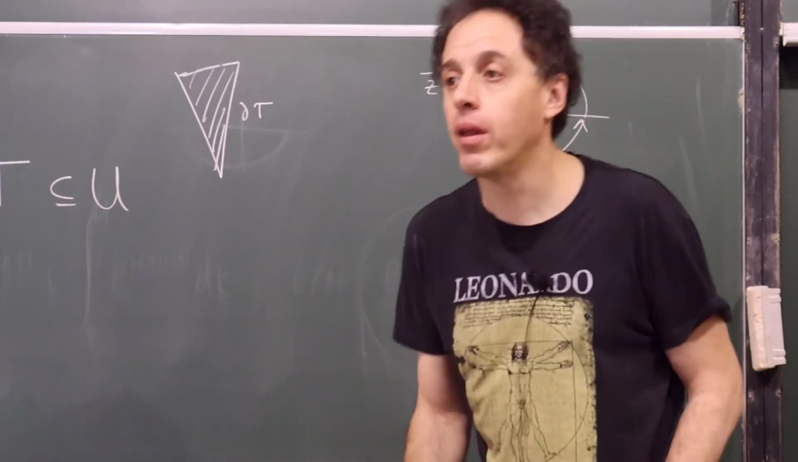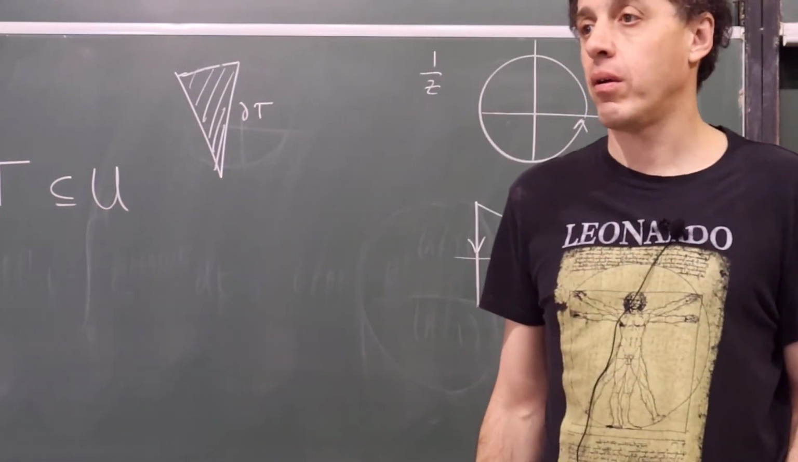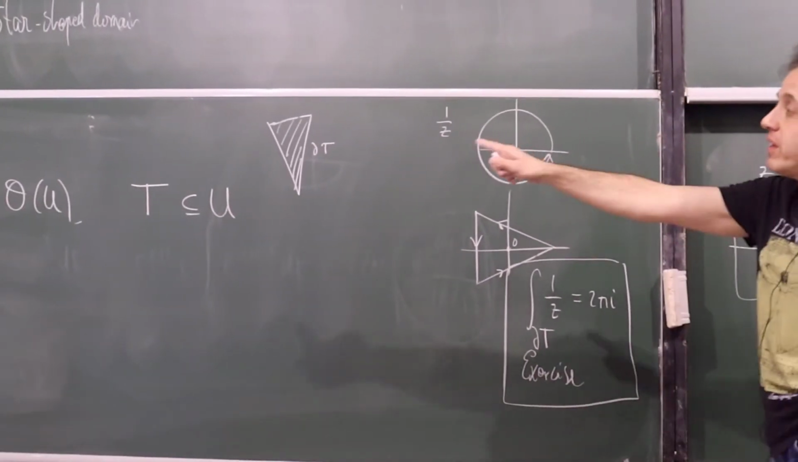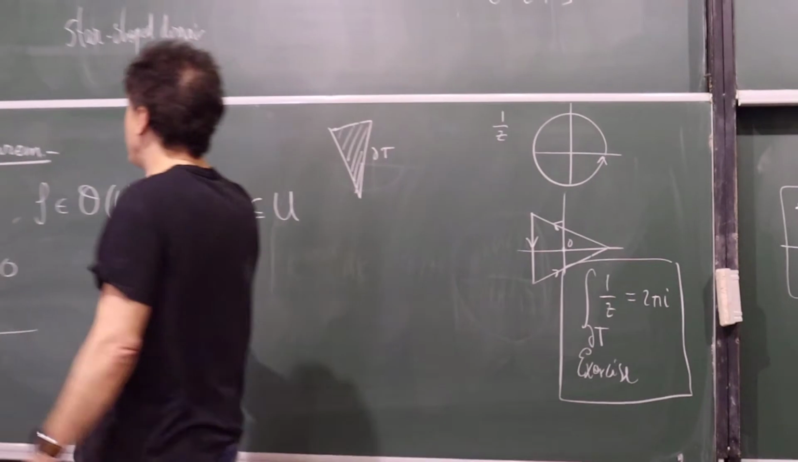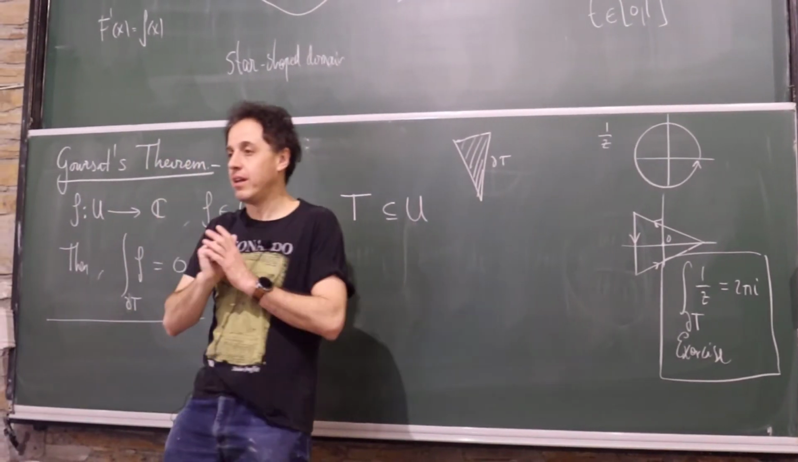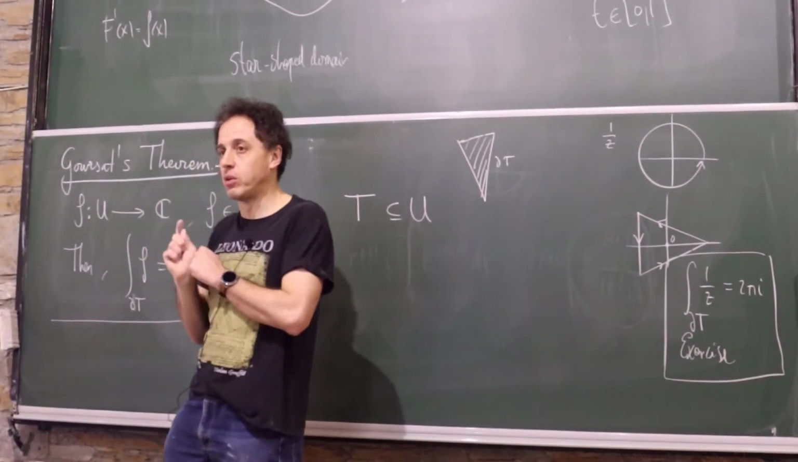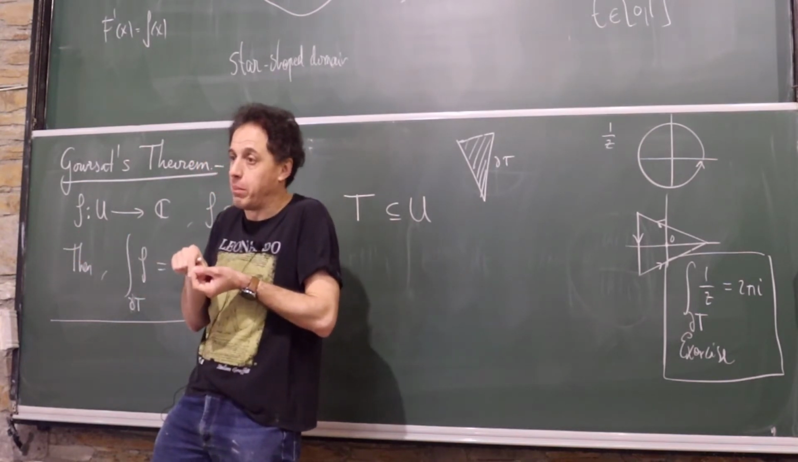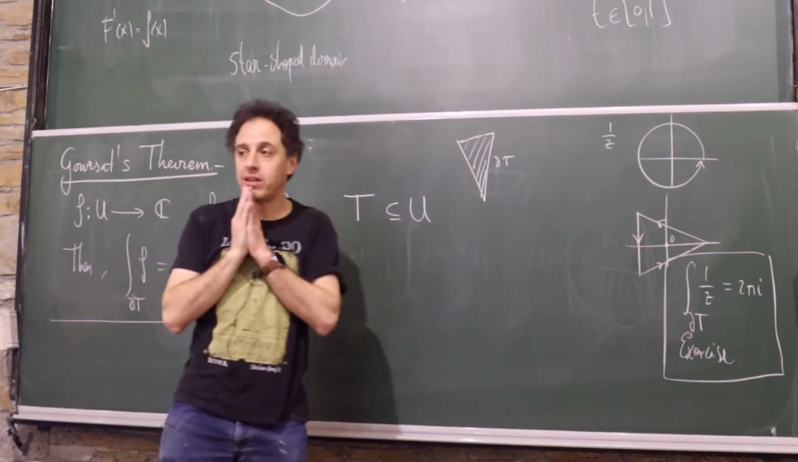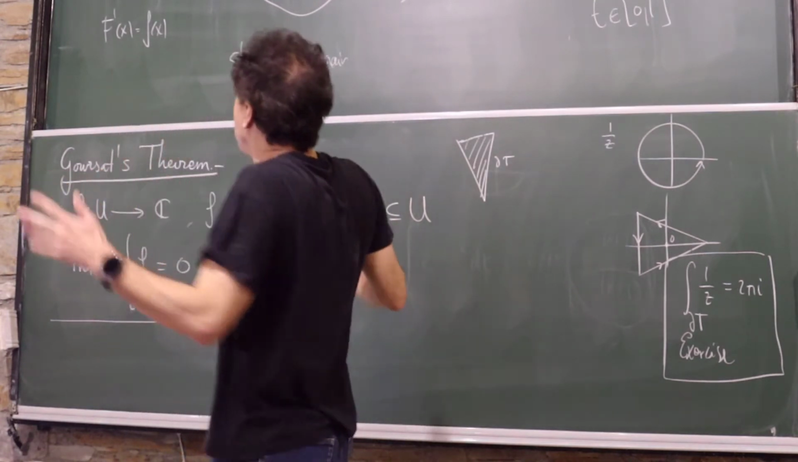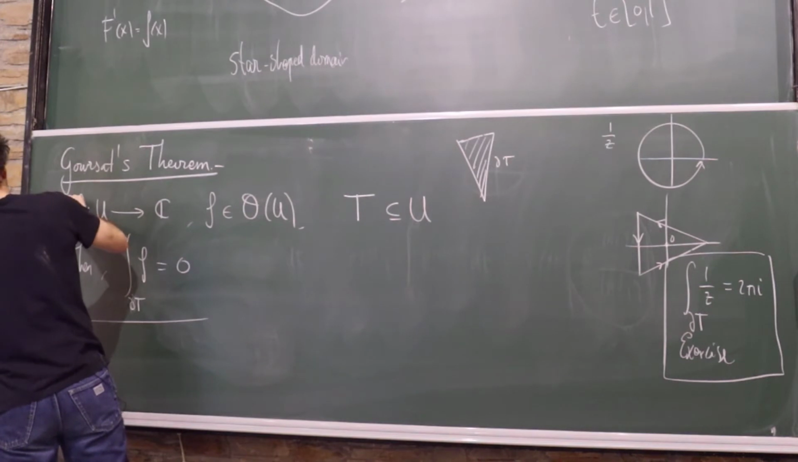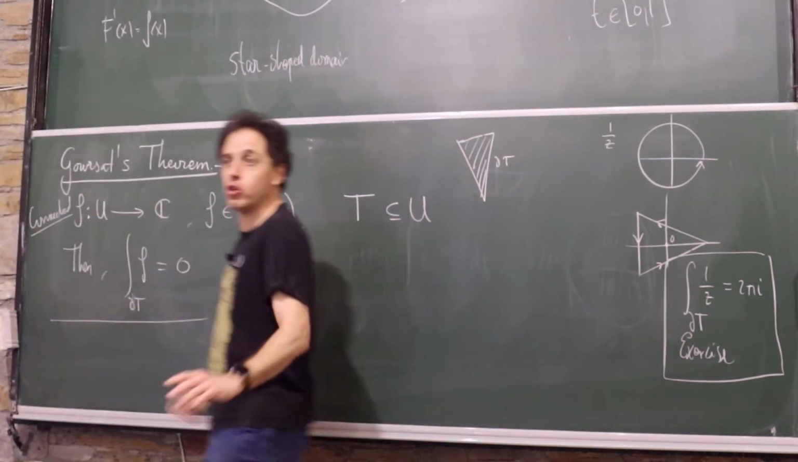Also, C minus 0 is not a star-shaped domain. It's not a star-shaped domain, okay? But in this theorem, Goursat's theorem, I'm not assuming that it's a star-shaped domain. I assumed that before to try to define the primitive. But here I'm not assuming that U is star-shaped. U, let's say, can be any connected open set, but not necessarily star-shaped.